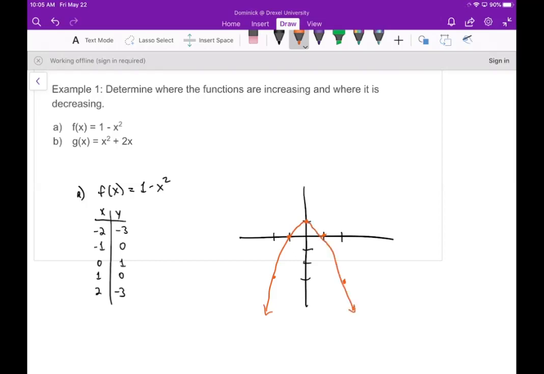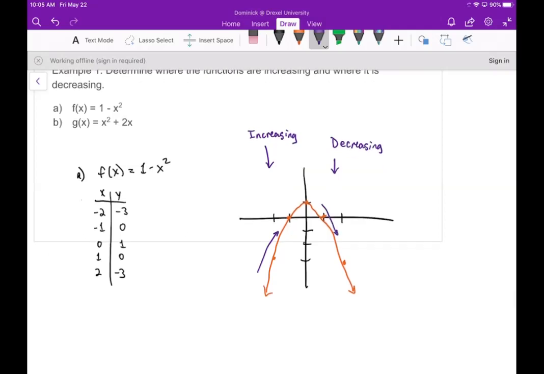Hopefully by looking at the graph, you can see that on this side, it's increasing because as we move from left to right, we're going up, and then on this side, you're decreasing, because as you move left to right, you're going down.